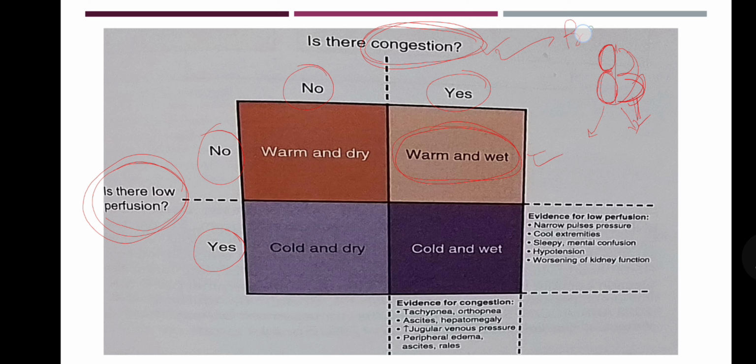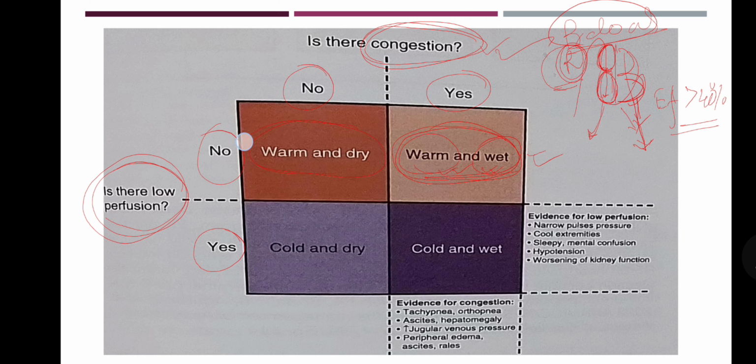And when there is no congestion, but the perfusion is normal, then it is called warm and dry failure. This is the condition in which we want to put a patient when there are signs of heart failure. So we have to try to bring the patient to this part, that is dry and warm. Dry means there are no signs of congestion, and warm means peripheral perfusion is also there.